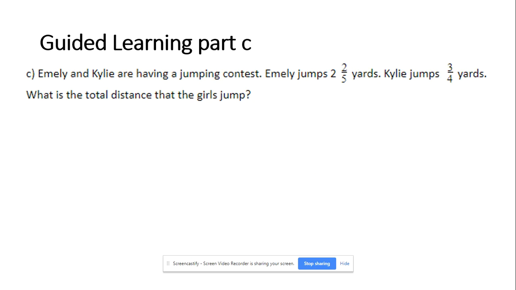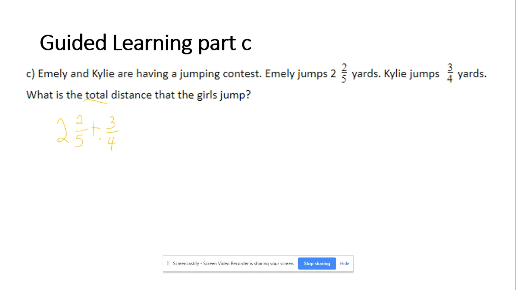Part C. Emily and Kylie are having a jumping contest. Emily jumps 2 2/5 yards. Kylie jumps 3/4 yards. What is the total distance that the girls jump? Let's see, total distance most likely means I'm adding. So I'm going to be adding 2 2/5 plus 3/4. Oh, interesting. So this time I'm adding a mixed number plus a fraction.